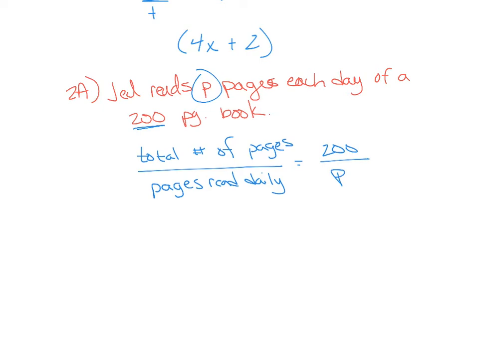So if we said he read 25 pages a day, we could put 25 in for P and do 200 divided by 25 and get, it would take him 8 days. Okay?